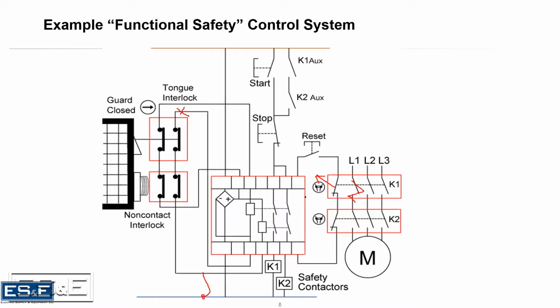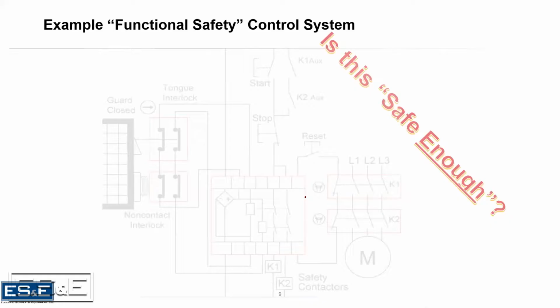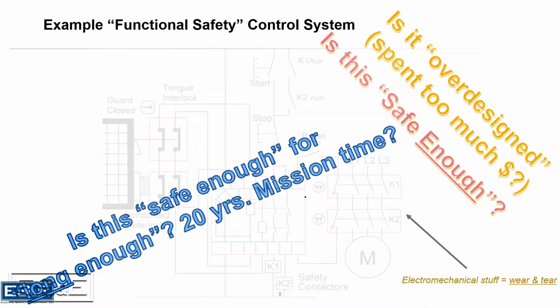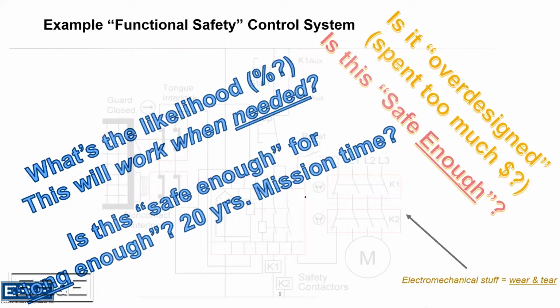The question is, is it safe enough? Is that redundancy and that level of device selection, or maybe is it over-designed? In other words, did we spend too much money in devices and wiring and figuring out that level? And not to mention here, we've got electromechanical devices, contactors, maybe relays, solenoids. These things have wear and tear. And so the question now is, is it safe enough for long enough? If we've designed this safety system on this machine to be used for 20 years, say, can we be sure it's safe enough for long enough? Or in other words, what's the likelihood, what's the percentage or statistical likelihood that this safety system will work when it's needed to keep our workers safe?